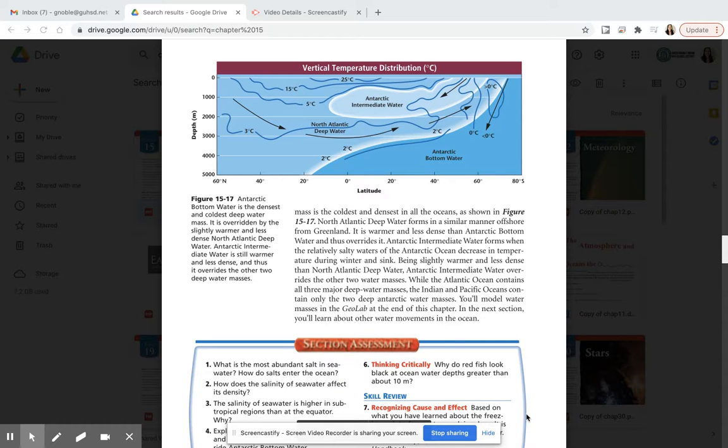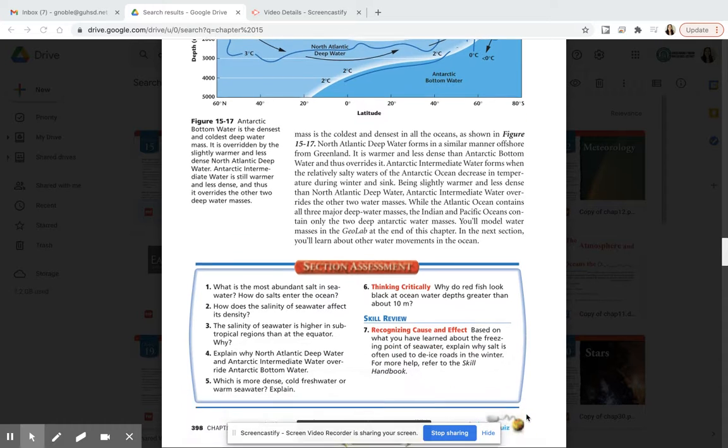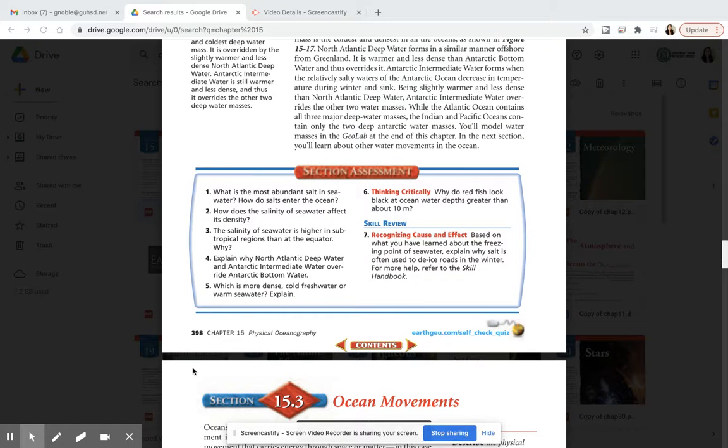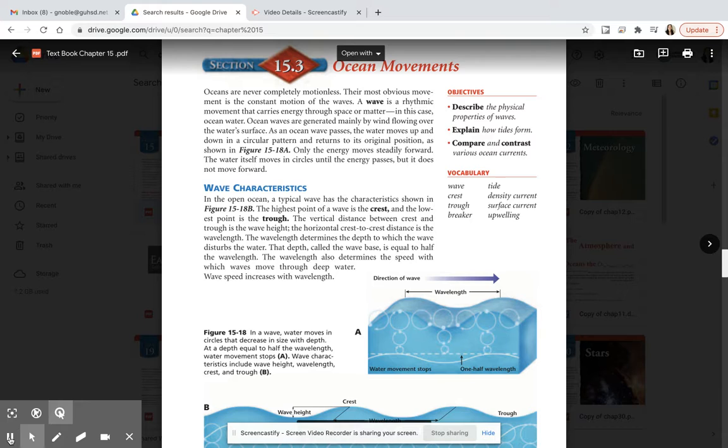In the next section, you'll learn about the water movement in the oceans. 15.3 Ocean Movements. Oceans are never completely motionless. Their most obvious movement is the constant motion of waves. A wave is a rhythmic movement that carries energy through space or matter, in this case, ocean water. Ocean waves are generated mainly by wind flowing over the water's surface.